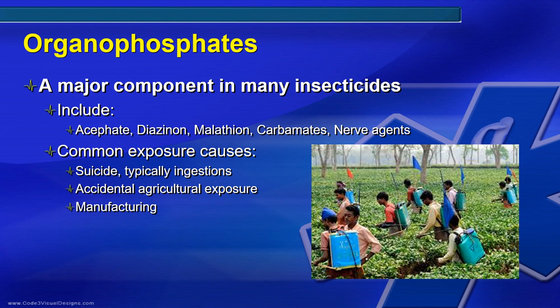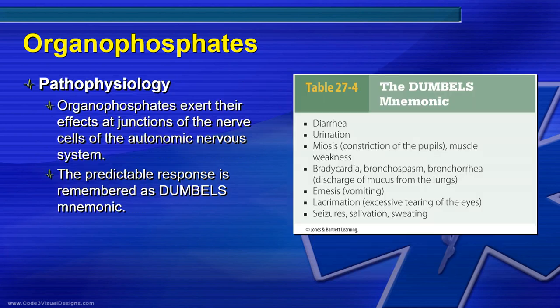Organophosphates fit into the classification of acetylcholinesterase inhibitors. This classification also includes acephate or Orthene, diazinon or Spectracide, both of those can be bought in Lowe's, malathion, carbamates, and certain nerve agents such as sarin gas. Common exposure causes are suicide, typically ingestions, accidental agriculture exposure, and exposure in the manufacturing setting.